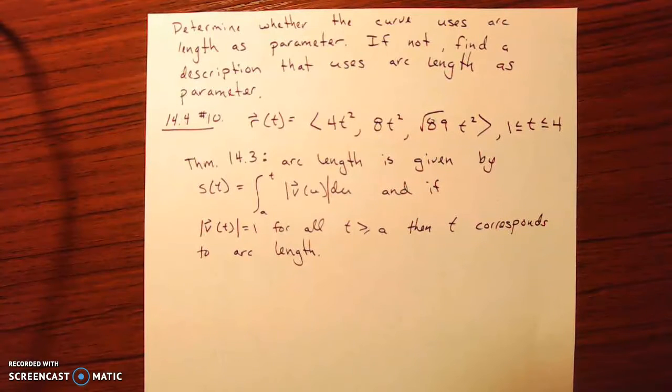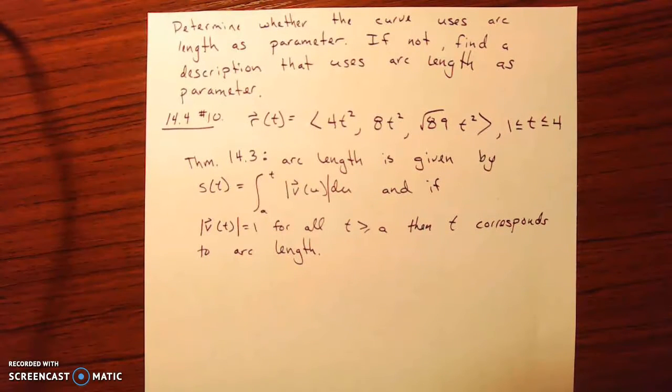I had a question from section 14.4 on one of the problems that I believe doesn't have a view example in my math lab work. So the directions say determine whether the curve uses arc length as a parameter. If not, find a description that uses arc length as the parameter. Okay, so this is the 10th question in 14.4.